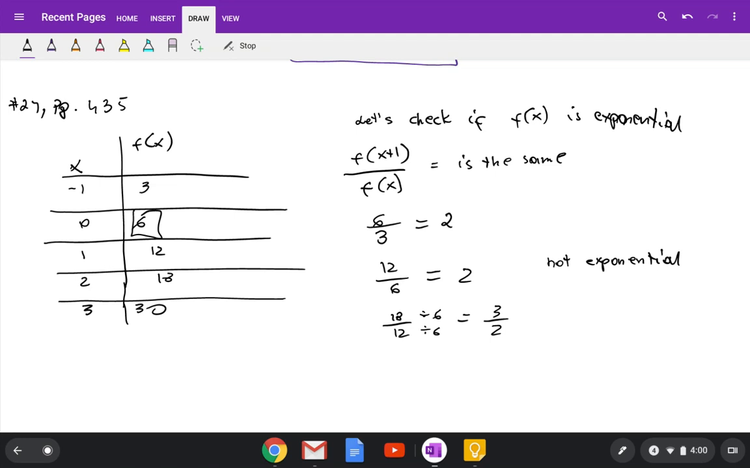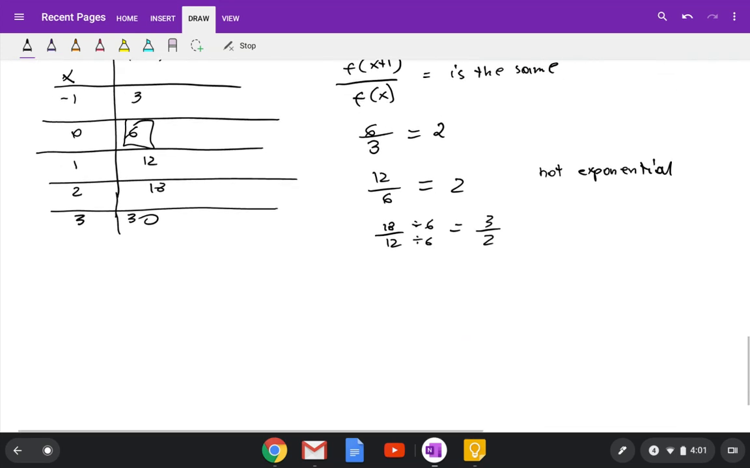Also, with exponential functions, the y values should increase super fast. We had a huge, big increase at the beginning, but then we have 12, 18. So if it's not exponential, that's it, you're done. Now let's check if f of x is linear.